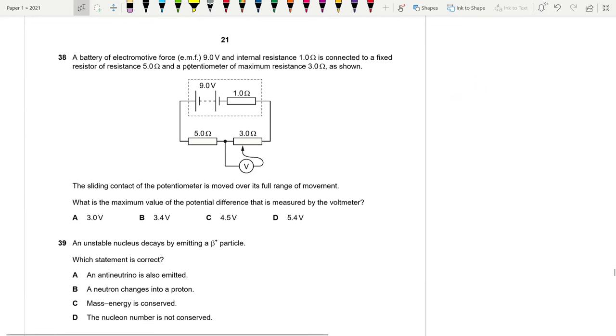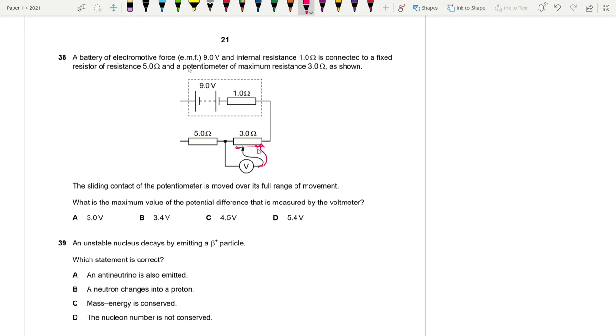38. A battery of EMF 9 and internal resistance 1 is connected to a fixed resistor of resistance 5 and a potentiometer of maximum resistance 3 as shown. The sliding contact of the potentiometer is moved over its full range of movements. What is the maximum value of potential difference that is measured by the voltmeter? Okay, so think about it. You will only get maximum value when you are at the maximum capacity, right, at this end.